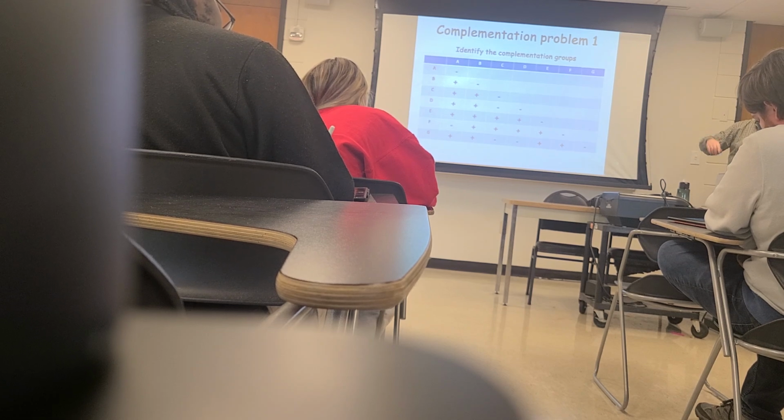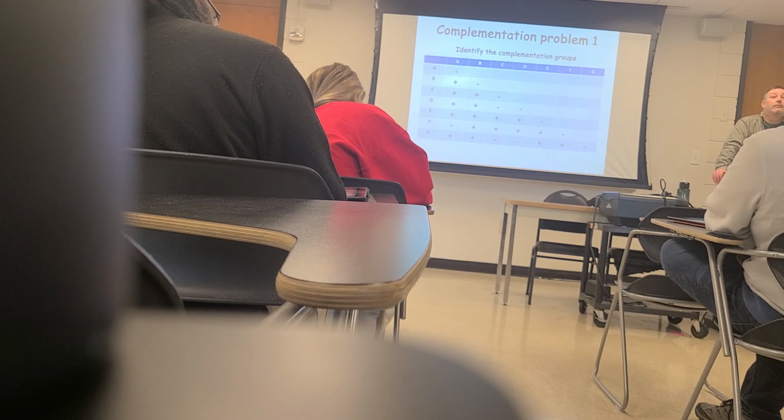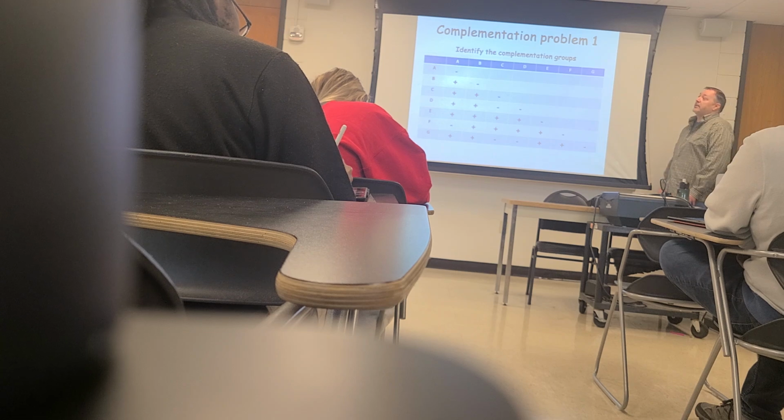What about for B? What do we know about B? What do you tell me about B? What do we see with B? B is on its own. And why is it on its own? Because it only negatively affects itself. Yeah, there are no other negatives other than when B is with itself.